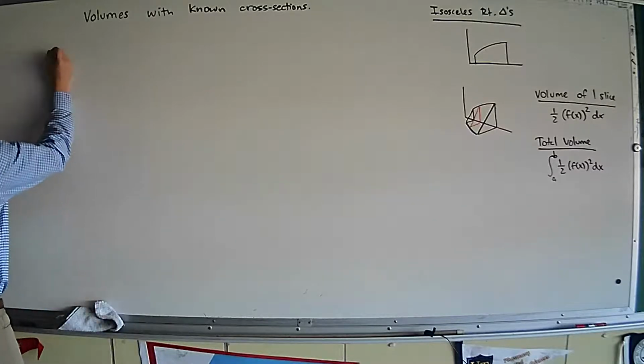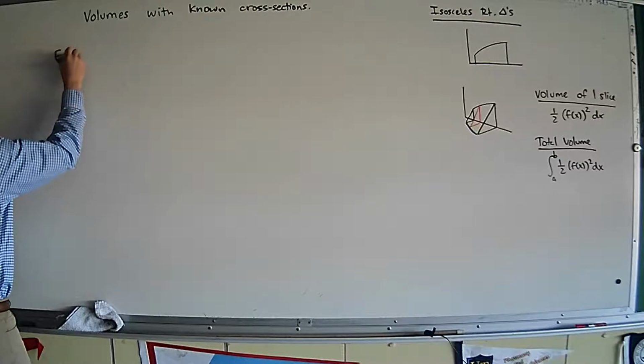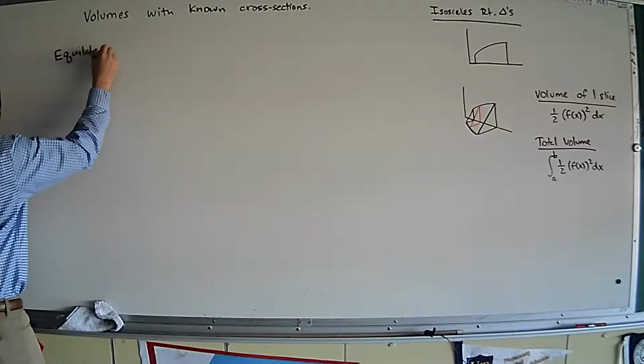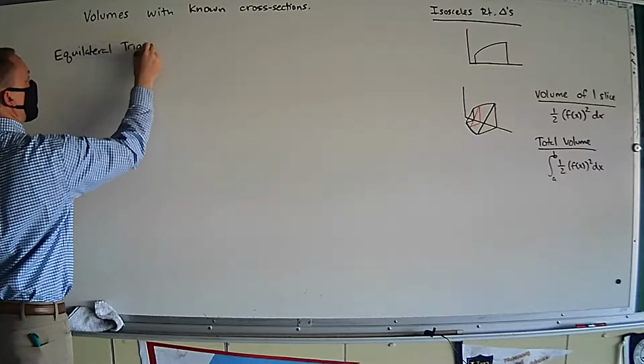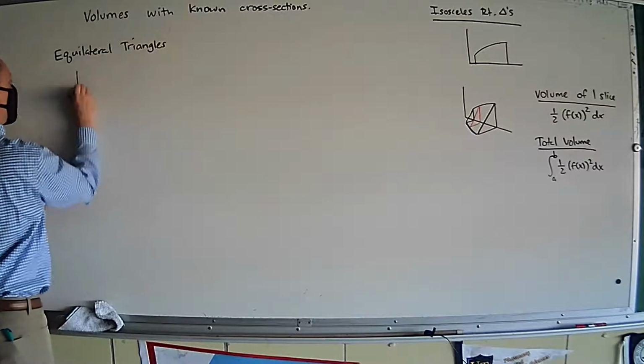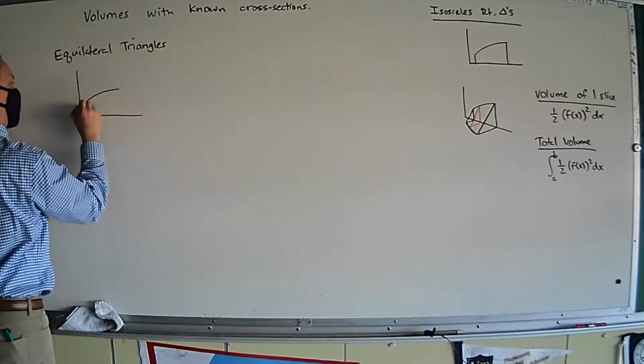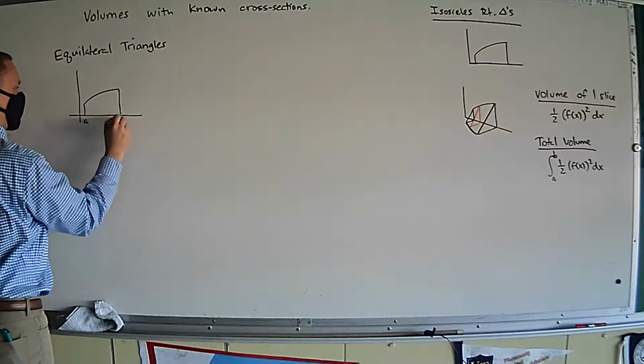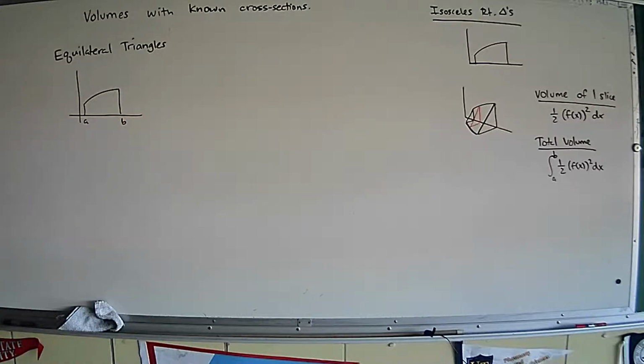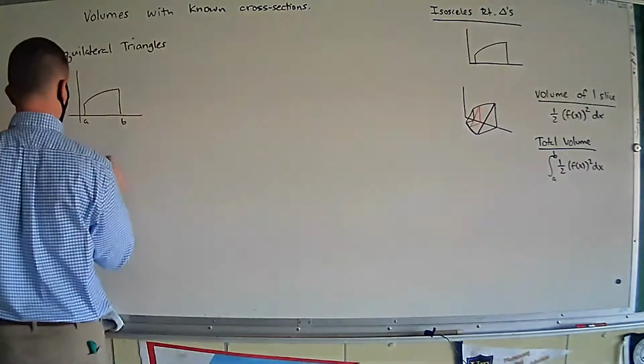Let's do equilateral triangles. So there's our region. Now when I slice this, the pieces are going to be equilateral triangles. What's that going to look like?